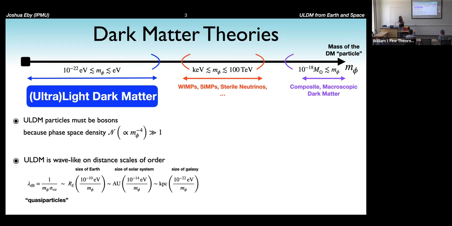Secondly, this dark matter candidate is wave-like on very large distance scales. If you just look at the de Broglie wavelength of these candidates for different choices of the mass, you see that you can have quasi-particles, sort of wave-like structures on scales of order Earth size or solar system size or even galaxy size.